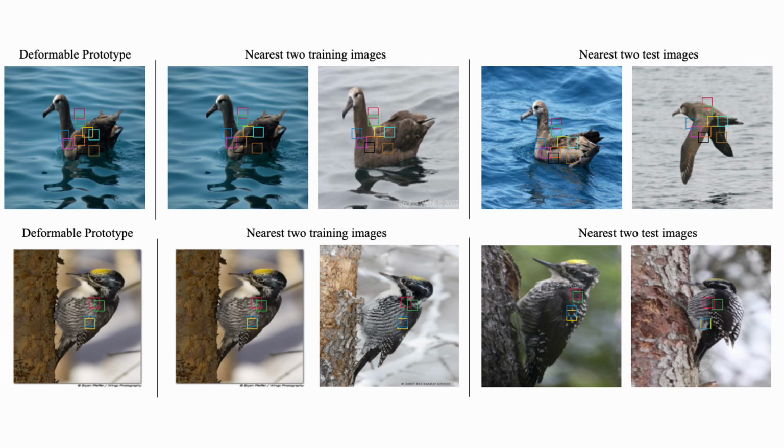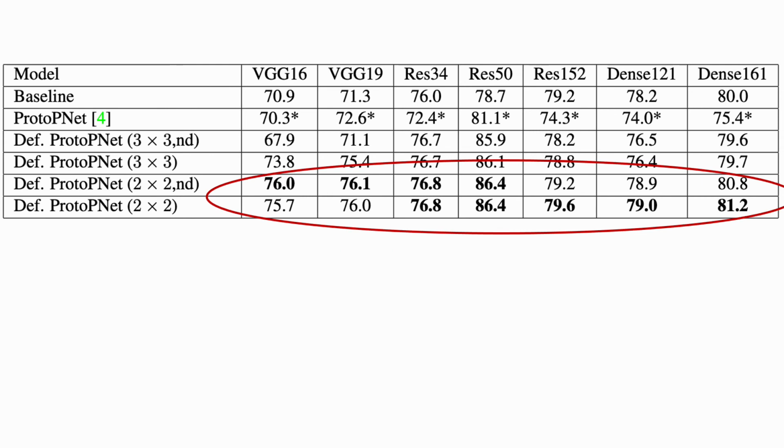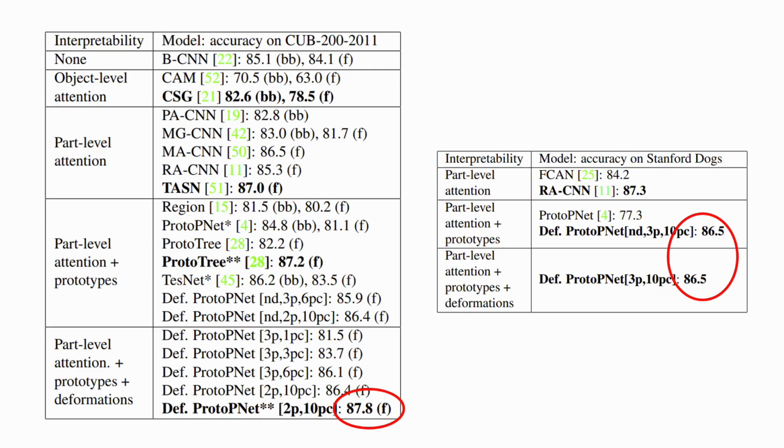We found that deformable prototypes often have a high degree of semantic correspondence to the input images considered most similar to them. Similarly, we found that the most highly activated prototypes for a given image show a high degree of semantic correspondence to the image. Across 7 standard CNN architectures, a deformable ProtoPNet achieves superior accuracy to both the baseline model and to a corresponding ProtoPNet model on the CUB 200 2011 dataset, and a deformable ProtoPNet achieves similar or superior accuracy to the baseline model across 3 standard architectures on the Stanford Dogs dataset.